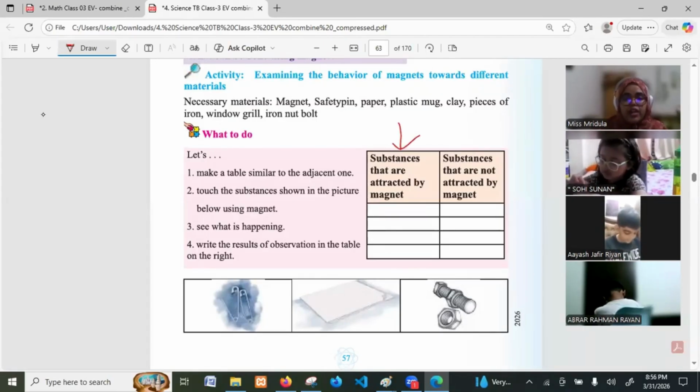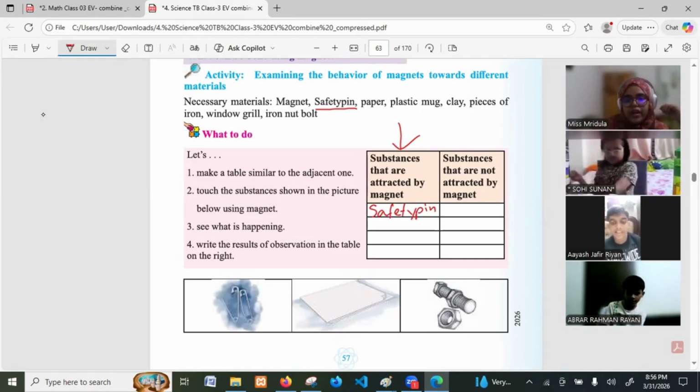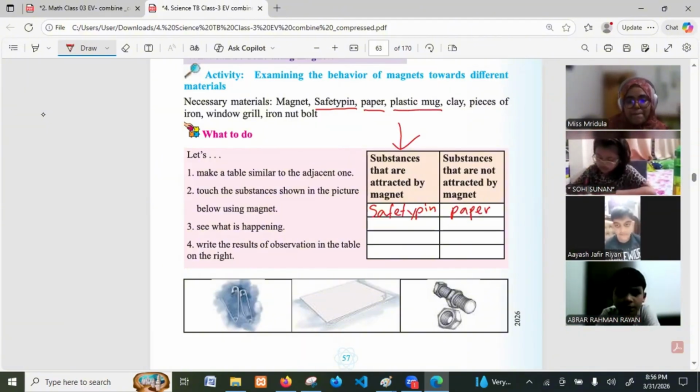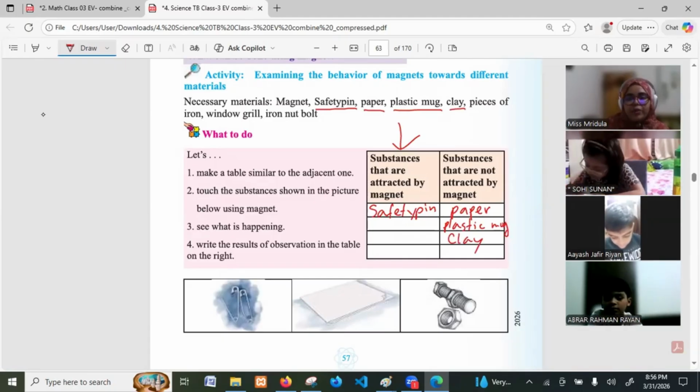Okay, let's do the first one. Substances that are attracted by a magnet. So, do you think safety pins will be attracted? Yes. No. Why no? Because it's metal. Yes, it's made out of metal. What about paper? No, it's a big no. Okay, what about a plastic mug? No. It's already written that it's made out of plastic, right? So it's not going to happen. What about clay? No. What about pieces of iron?